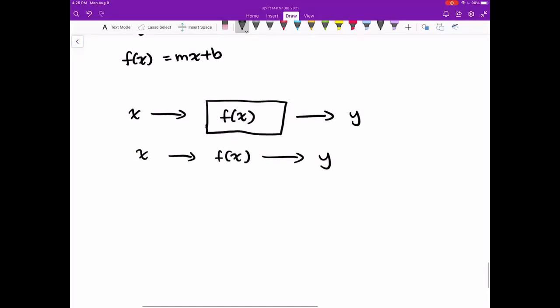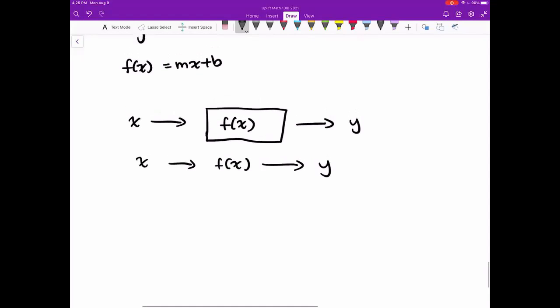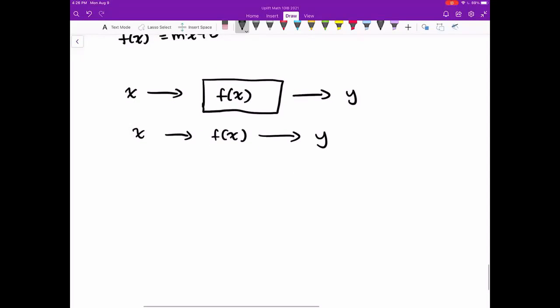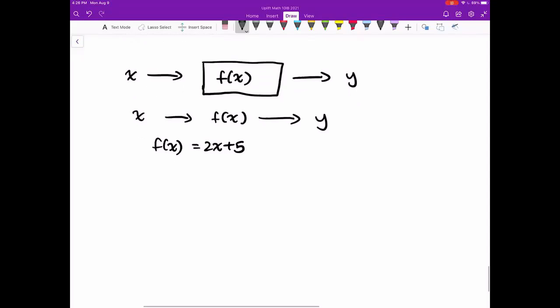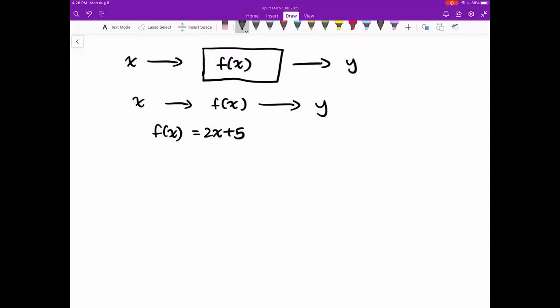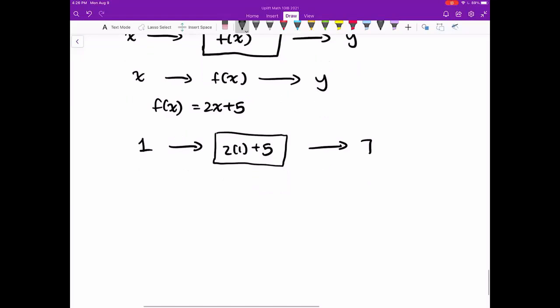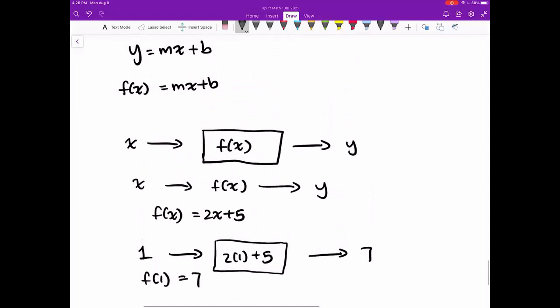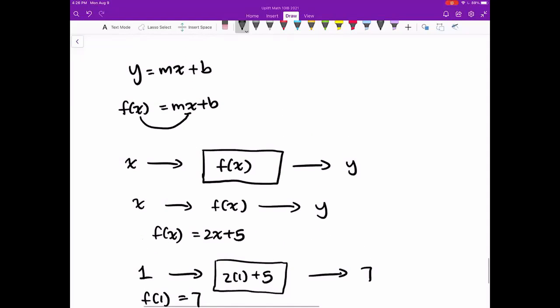Which is why the notation is f bracket x. So for example, if we have f of x is equal to 2x plus 5, and we have an x such as 1, we plug it into this machine. We substitute the 1 into the x, so 2 times 1 plus 5, and then we get out 7. So in other words, f of 1 is equal to 7. But essentially what you're doing is you're just plugging in this x into this x. If that makes any sense.